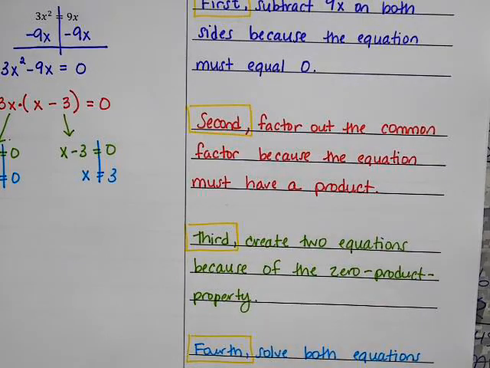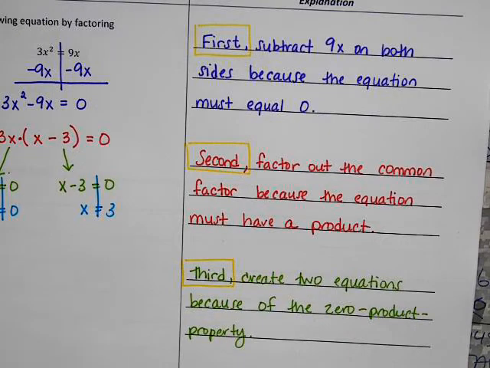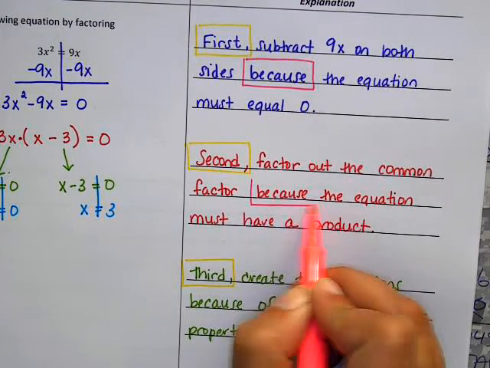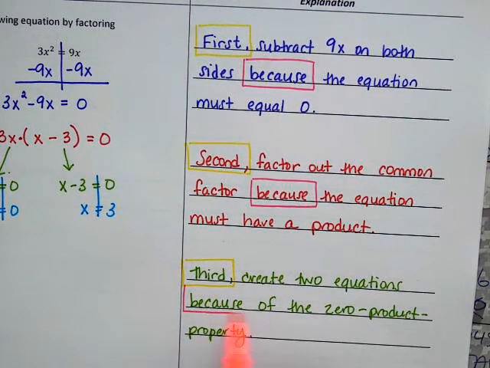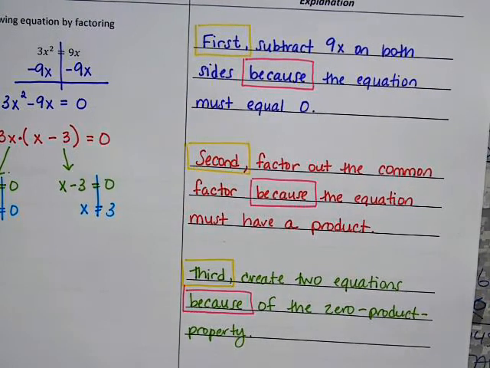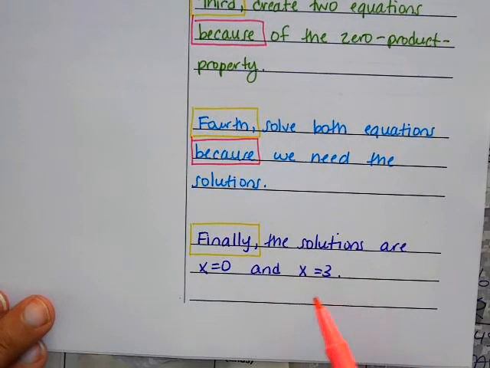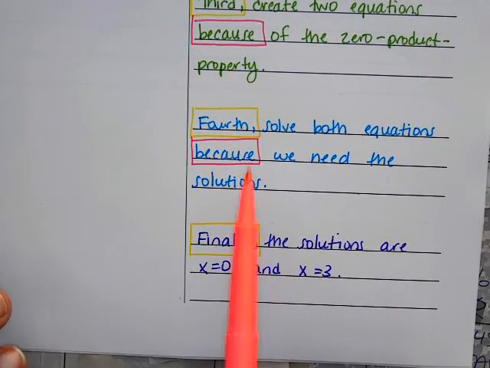The next thing that we have to say if we want to get full credit is the word because. Because tells us that here is the answer, or here is the reason for this step. So we'll notice that every single sentence here, except the last sentence, which is just a statement, has the word because in it.